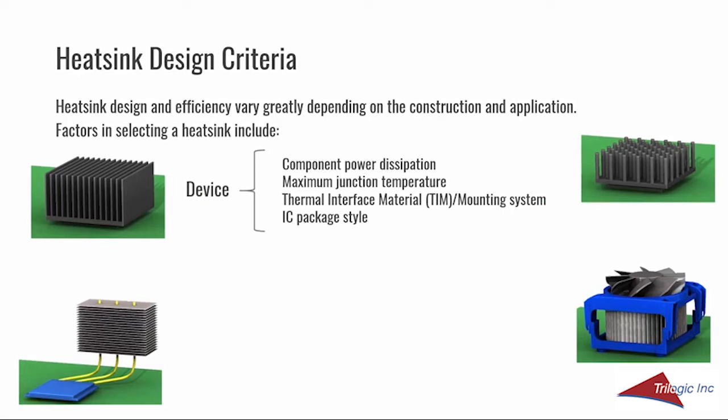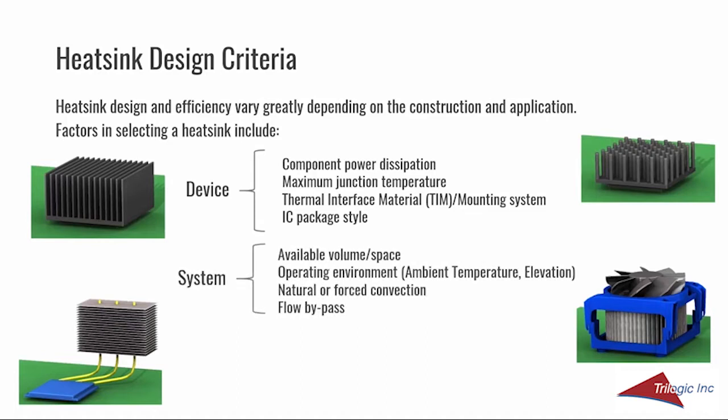Let's discuss some of the factors that influence heatsink thermal design. At the device level, there are factors such as component power dissipation and maximum junction temperature. The more heat the component dissipates, the more effective the heatsink needs to be at removing it to maintain the maximum allowed junction temperature. Thermal interface material, or TIM, and IC package style affect the temperature rise from the die to the heatsink base. Higher thermal resistances will require the heatsink to compensate for the additional temperature rise.